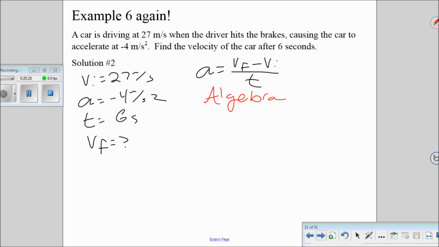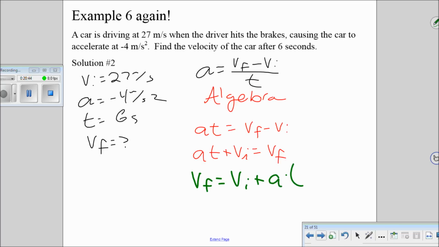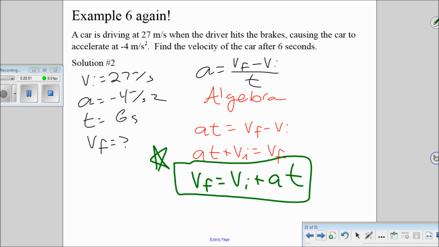So let's do a little bit of algebra. I apologize for making that voice. All right, so we're going to multiply both sides by t. You get at equals Vf minus Vi. So to get Vf by itself, I've got to add Vi to both sides. So at plus Vi equals Vf. I will usually rewrite that as this. I will even write it in green. Vf equals Vi plus at. This is another one of the equations that is in your toolbox. Memorize it, or better yet, understand it.